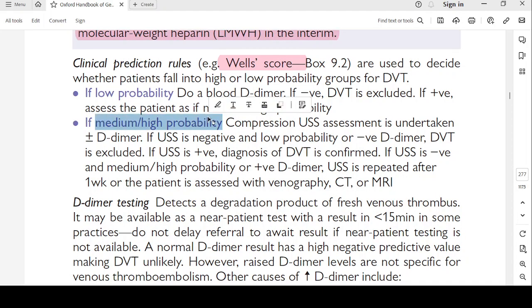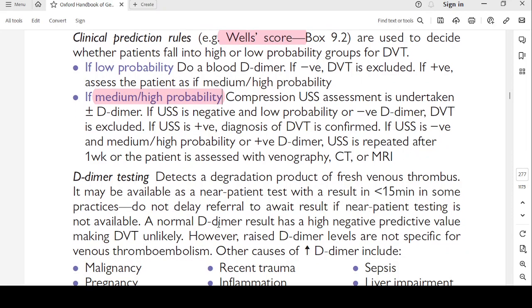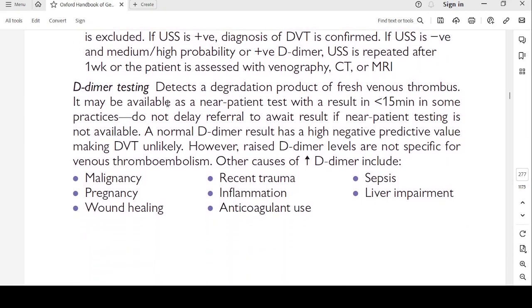If it is a medium or high probability case, compression ultrasound assessment is undertaken, plus or minus D-dimer. If the ultrasound is negative and low probability or negative D-dimer, DVT is excluded. If the ultrasound is positive, the diagnosis of DVT is confirmed. If the ultrasound is negative in a medium or high probability case with a positive D-dimer, the ultrasound is repeated after 1 week or the patient is assessed with a venography or CT or MRI. So we'll have a flow chart for that. We'll check that.